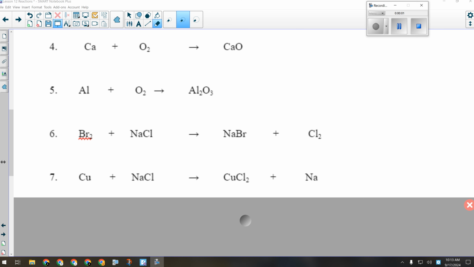All right, so looking at 4 and 5 here, okay? For reaction number 4, I've got an element reacting with an element to form a compound. What kind of reaction is that? The synthesis reaction. Okay, so we got that.